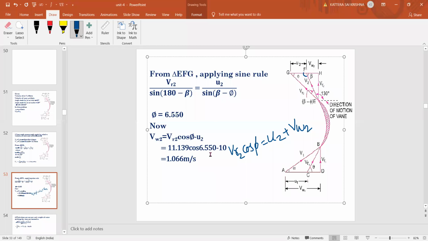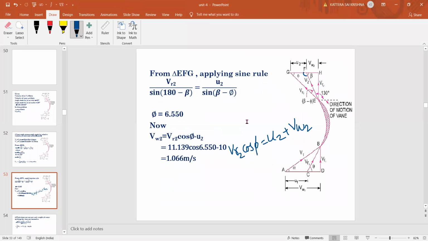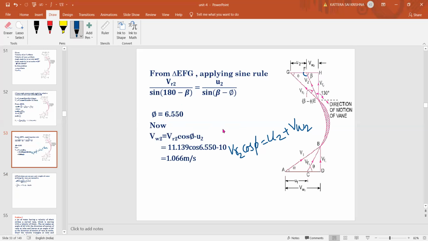So already we have VR1 that we have calculated, that is the horizontal component of your V1. Right. So if you take VR2's horizontal component, we can find VW2. Right. So next we'll go for the work done per second per weight per second. Whatever he's asking, we need to find. So already we know the formula for work done, so we can find anything, work done per weight or work done per mass. Right. So if you have copied this, just inform me.